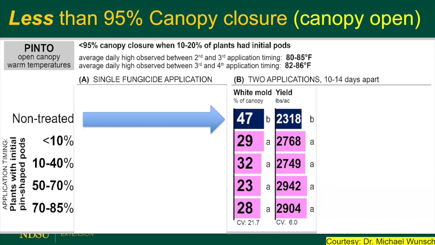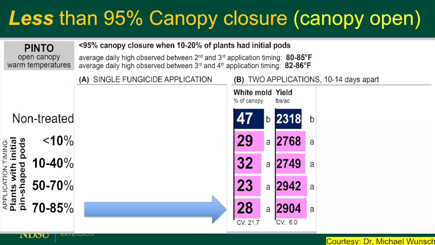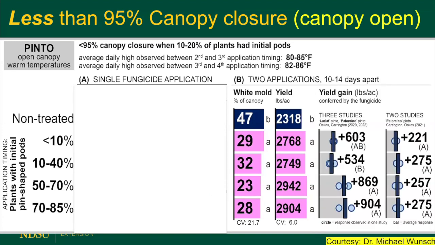So if you don't have any application, the non-treated here is 47% of the canopy. Every single application after that is reducing disease severity statistically, okay? And there's benefit if you wait a little bit. So this is Michael's yield gain information again, and we're going to talk about this. Here, he separated it out into 2 columns.